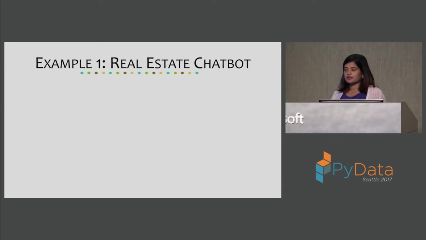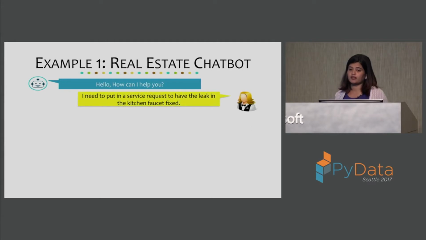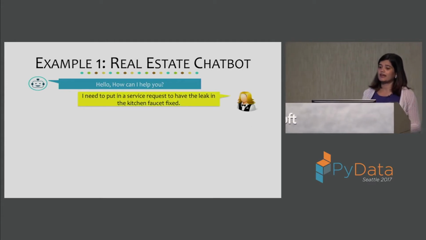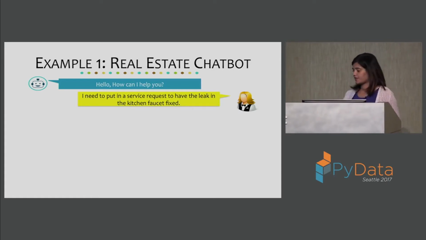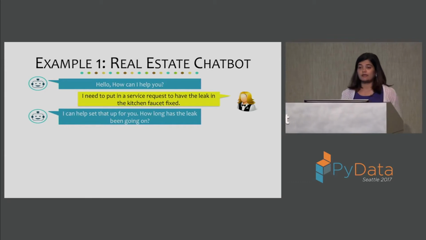So that brings me to an example of real-life use cases. There's somebody who goes to a website for a real estate chatbot, and the system says, well, how can I help you? And this person says, I need to put in a service request to have a leak in the kitchen faucet fixed. The system says, I can set that up for you. How long has the leak been going on?